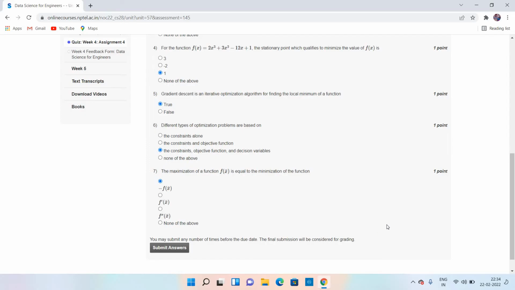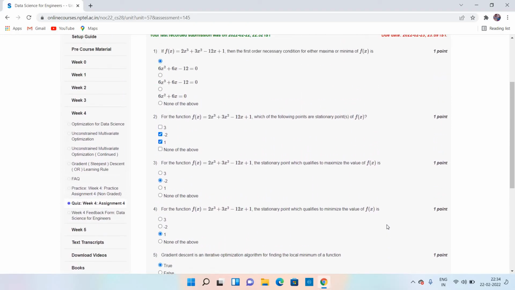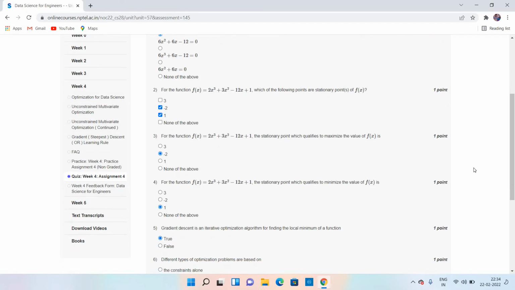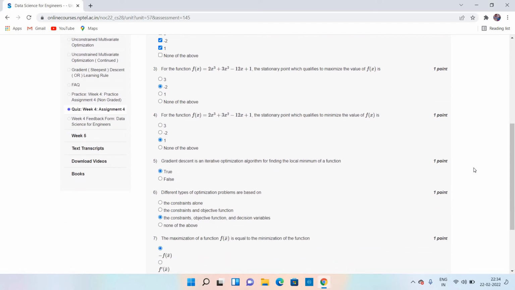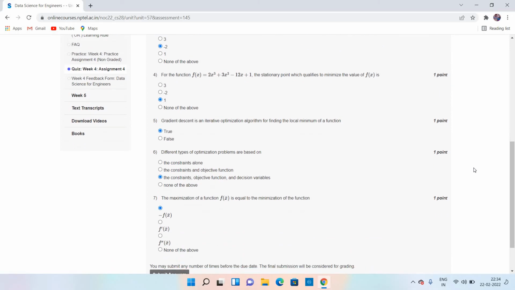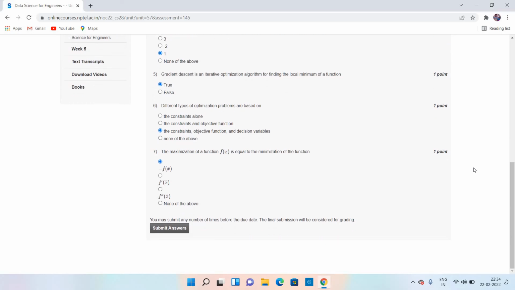So these are the answers for the week 4. Once again, we see from the starting onwards. For question number 1, it is A. Question number 2, it is minus 2 and 1. Question number 3, the value of f of x is minus 2. And for question number 4, the value of f of x is 1. And for question number 5, the answer is true. Question number 6, the constraints, the objective function, and the decision variables are the basis. Next, coming to the 7th one, the maximization of the function, that is minus f of x.